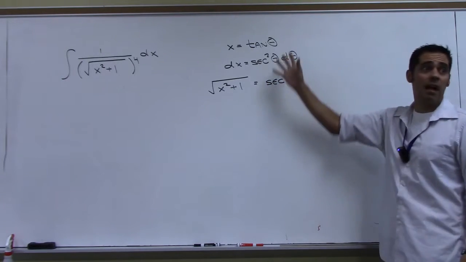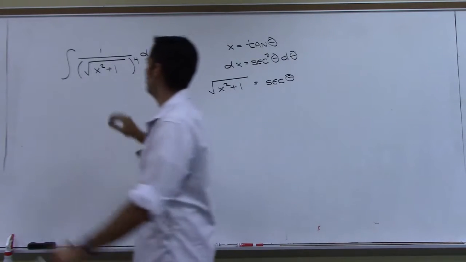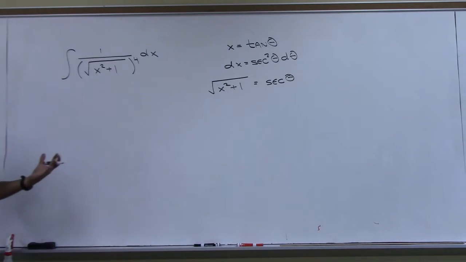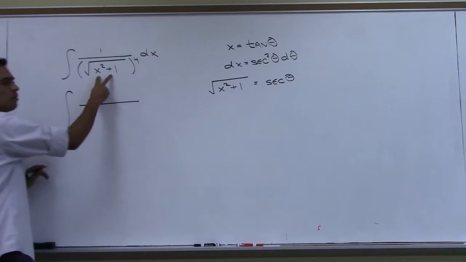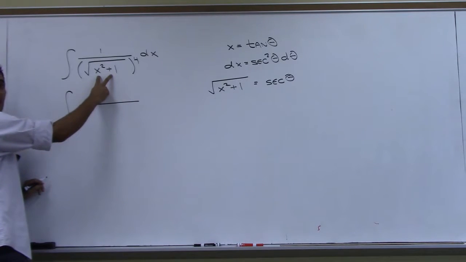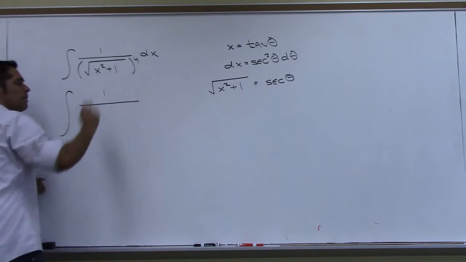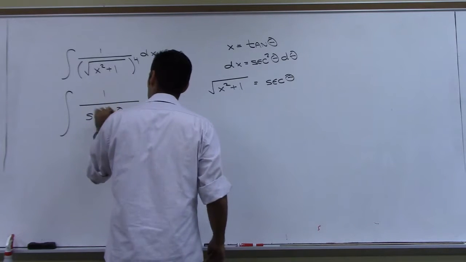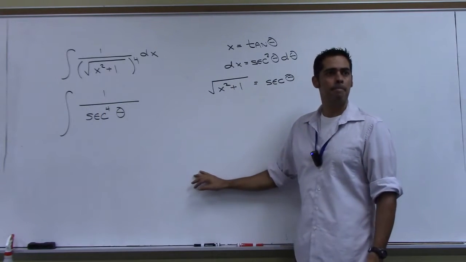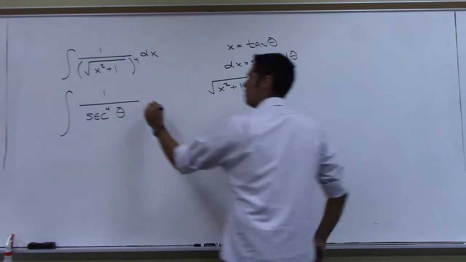Okay, this is all from last class, right? Last week we did this. The new part of this is that I actually squeezed a square root out of something squared. So let's rewrite this. Integral 1 over. Now this square root right here is secant theta, but then raised to the fourth power. Secant to the fourth theta. Agreed? What's dx? Secant squared theta d theta.